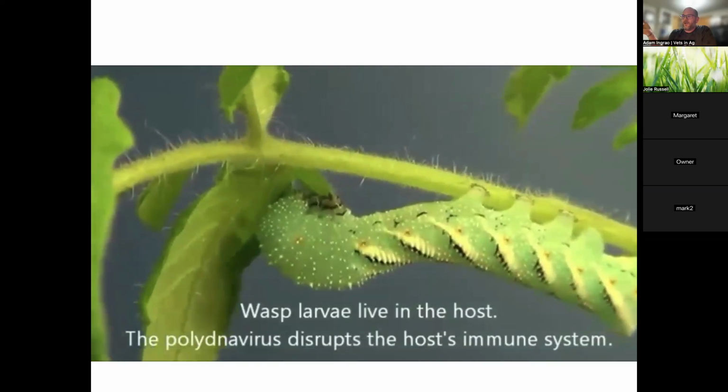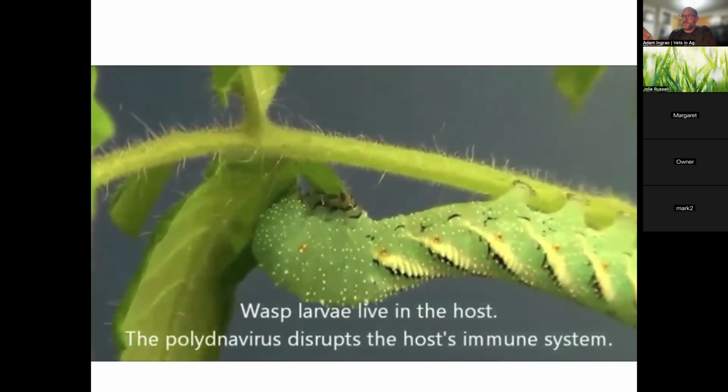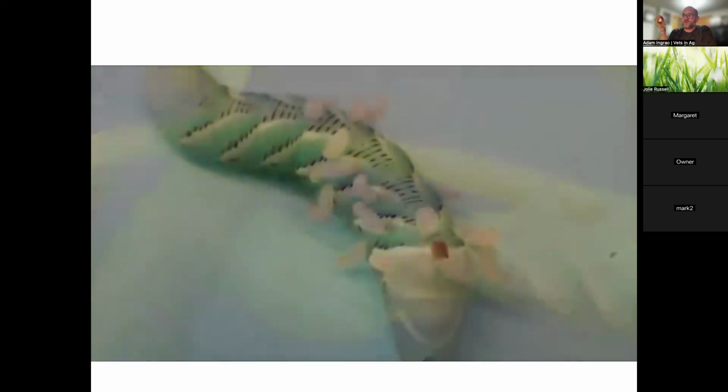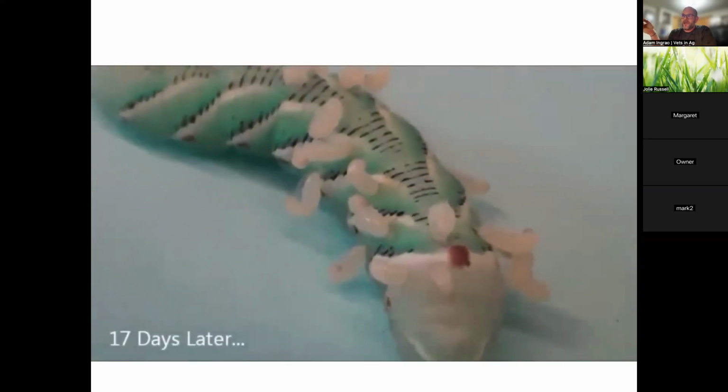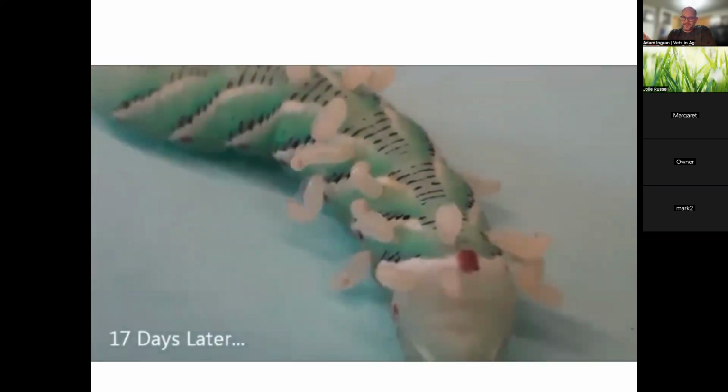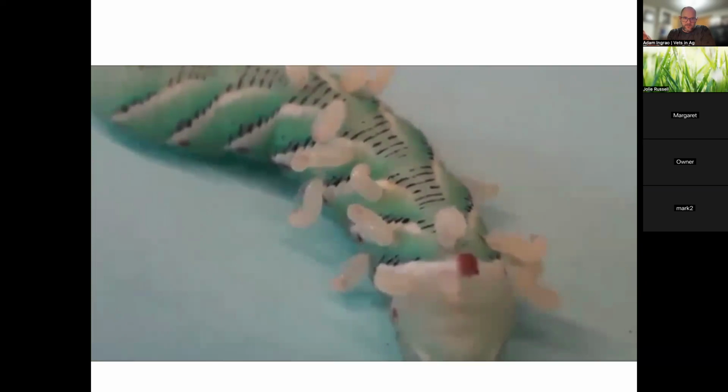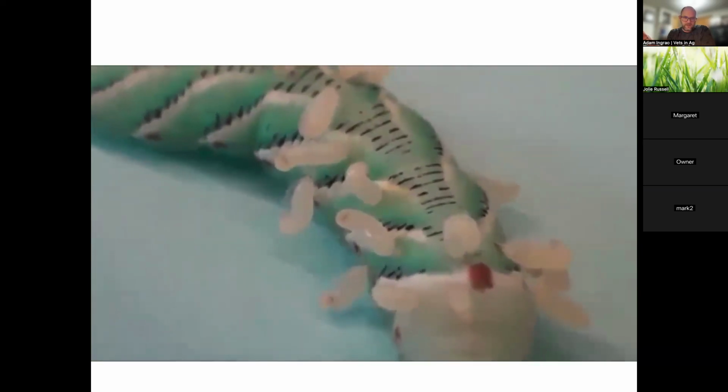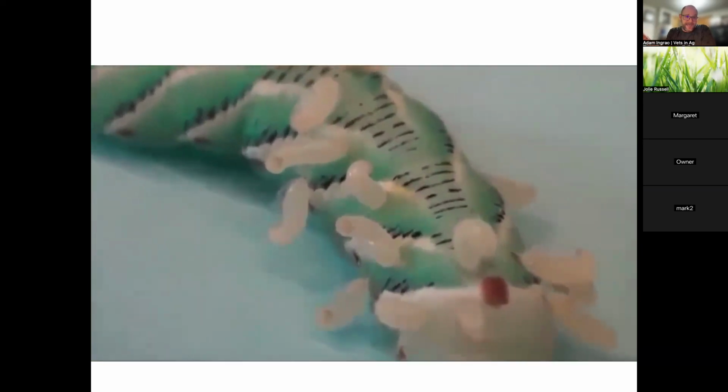Now, over time, those eggs hatch and it starts feeding. And what you'll see is these organisms start to slow down tremendously. And after 17 days here, what you see emerging are the larvae that are now going to pupate on the outside of that organism. That thing is dead at this point. But what's happened is that it has essentially been fed on that entire time.